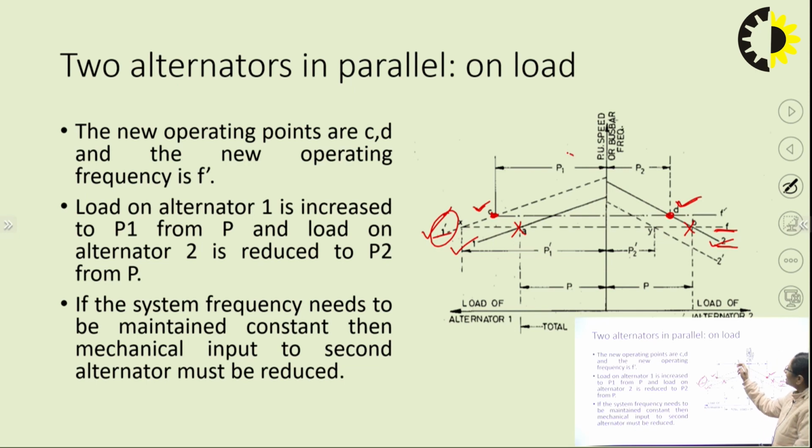What is it representing? It is representing that the load which is now being shared by alternator 1 is P1, and the load which is now shared by alternator 2 is P2. So, what we can see is that the load on alternator 1 is increased to P1 from the previous loading P, and the load on alternator 2 is reduced to P2 from the previous load P. But the operating frequency is now f dash. If we need to restore the operating frequency to the frequency f, which was the operating frequency earlier, we have to do some changes in the operating characteristic of alternator 2.